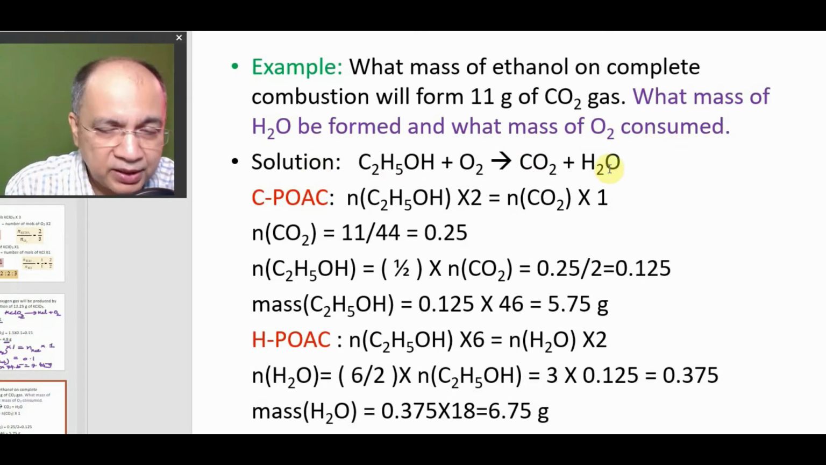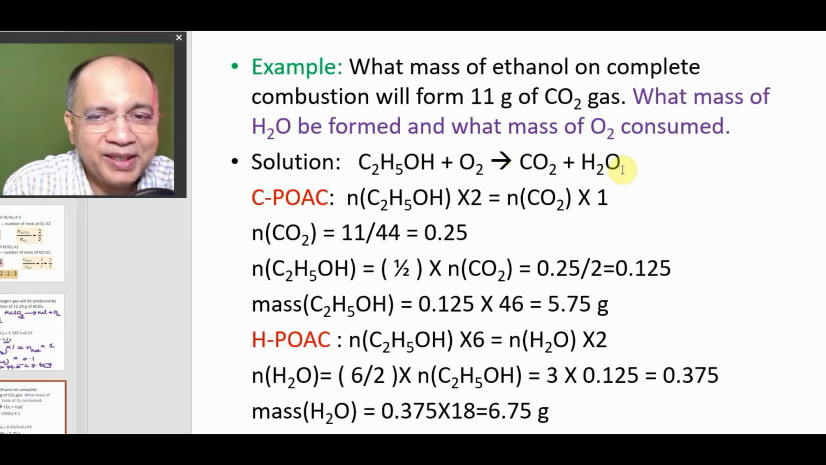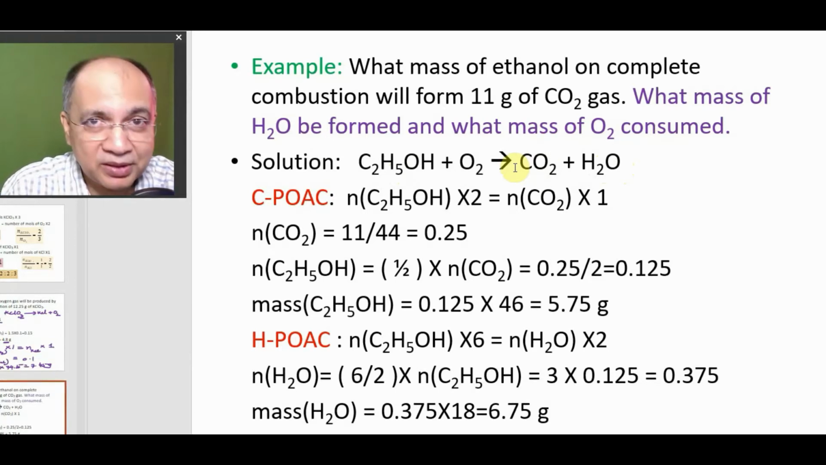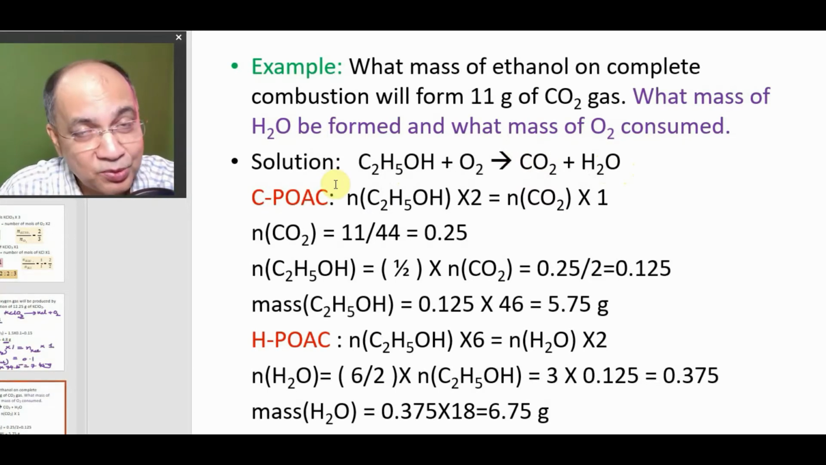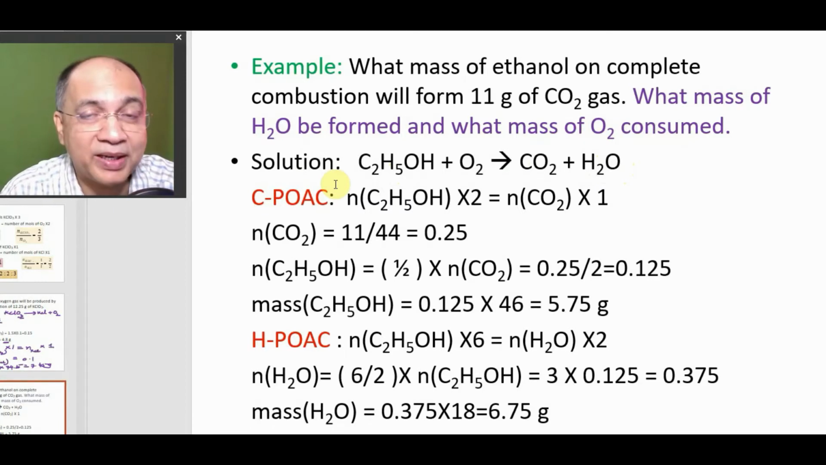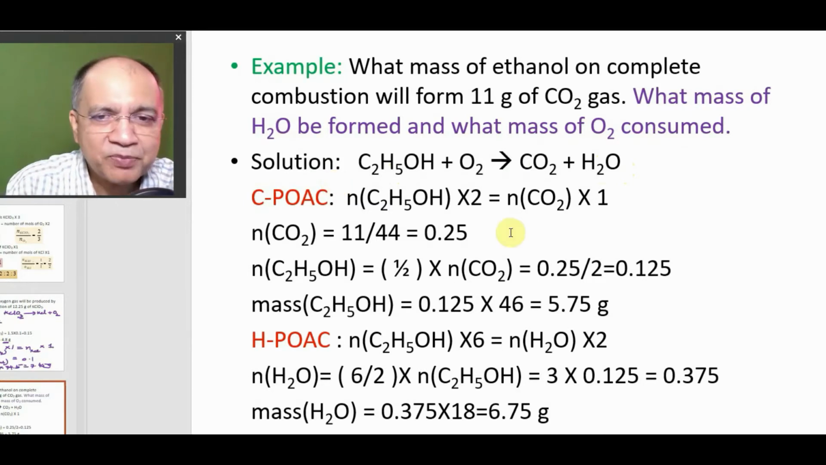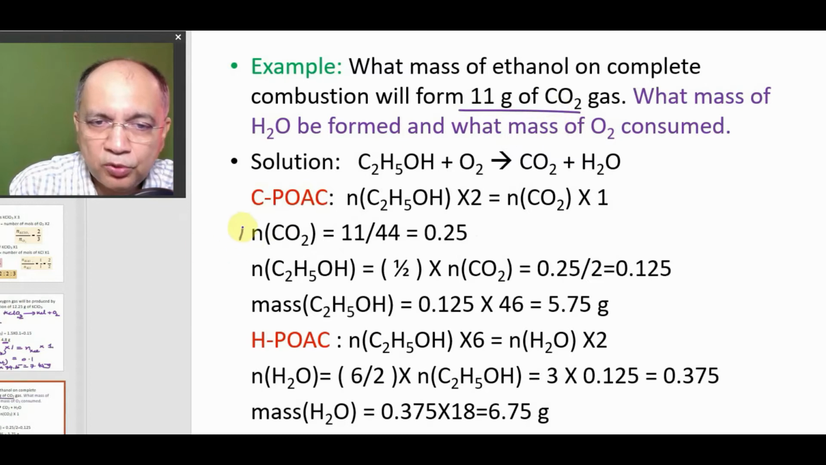Now let us write the combustion equation of ethanol, giving CO2 and water, and make sure that you are not going to balance it. So in the POAC method, balancing is spontaneous. We are in fact going to balance it, but we will not write the coefficients. Instead, we will solve the problem, right? Now, the data is the number of moles of carbon dioxide.